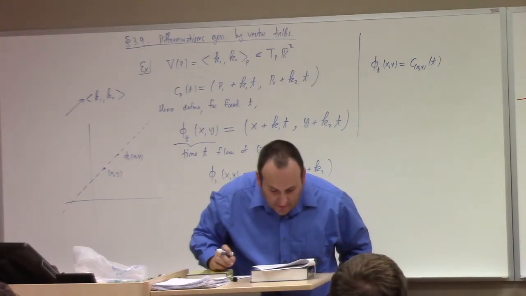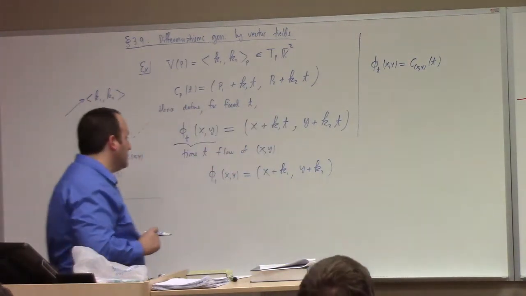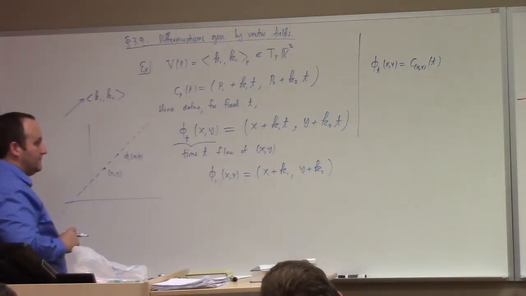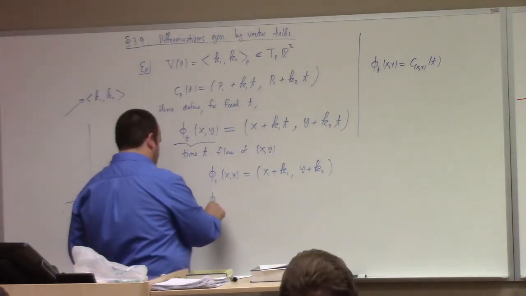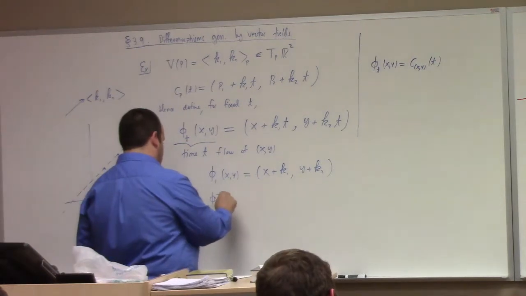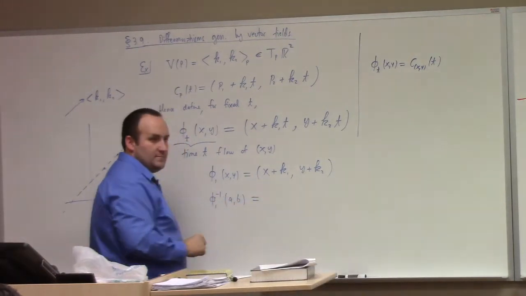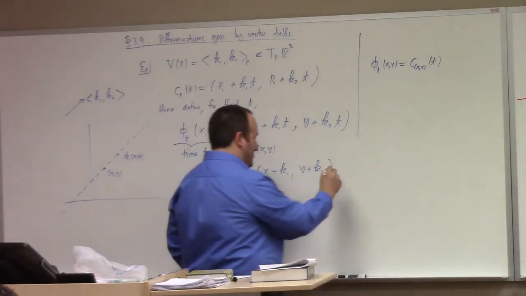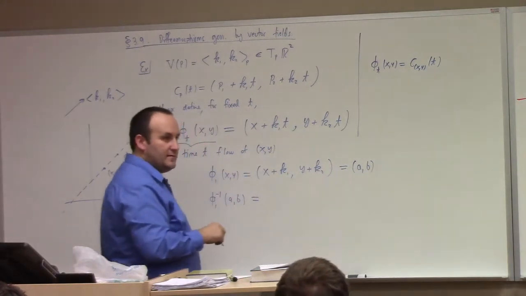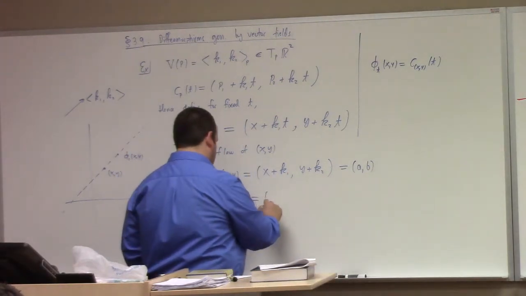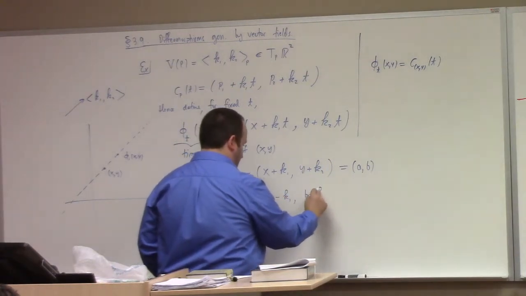Now, he's also claiming that this is a diffeomorphism. So, what's phi 1 inverse? Let's say (a, b). What would that be equal to? This is not hard. Set this equal to (a, b), right? Solve for x and y. We get what? a minus k1, b minus k2, right?